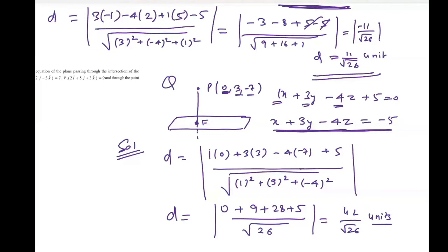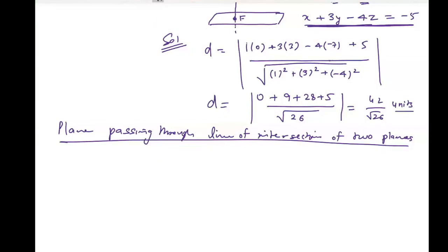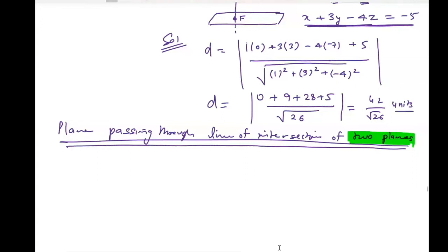Is this clear to everyone? Let's say you're given two planes. Let's say the two planes are two end pages of your notebook, and they intersect at a line of intersection. Now can you tell me how many planes can pass through that line of intersection of those two planes? Are you getting me? Infinite.